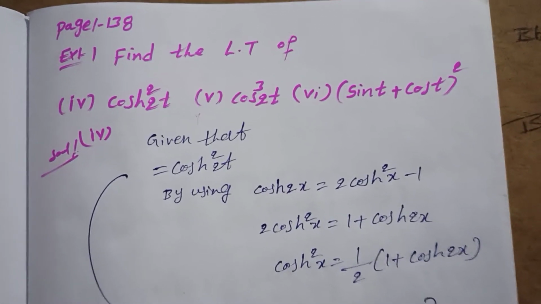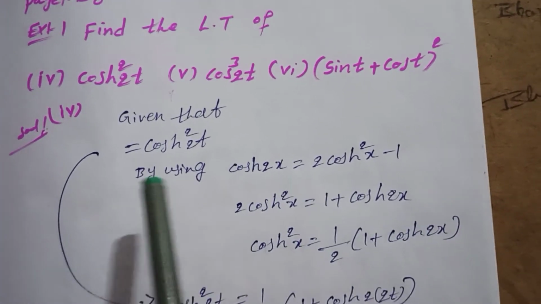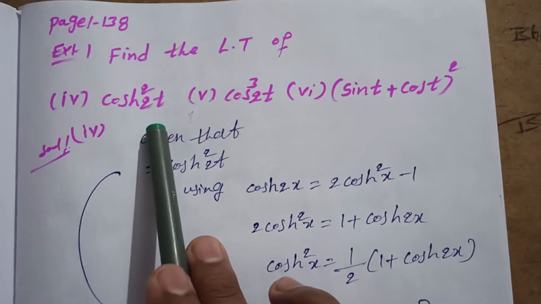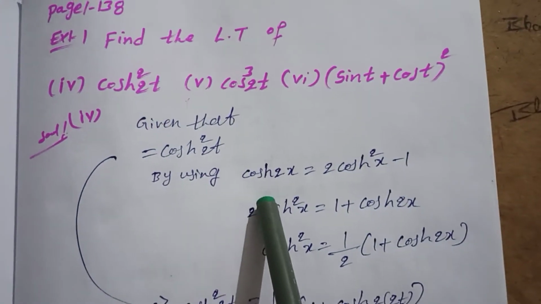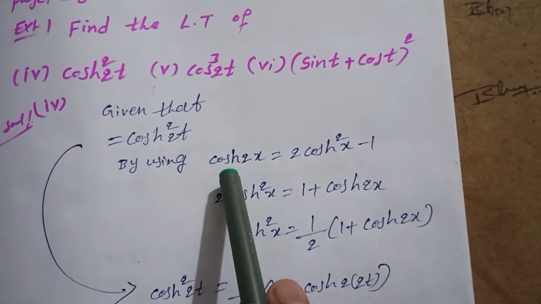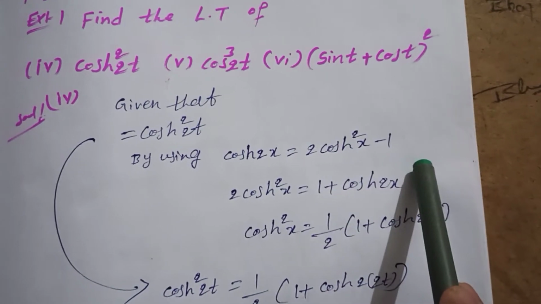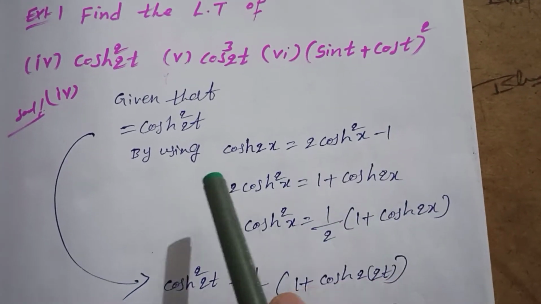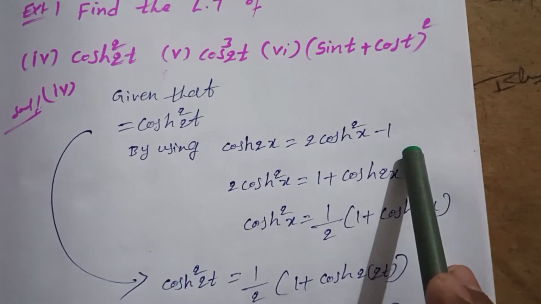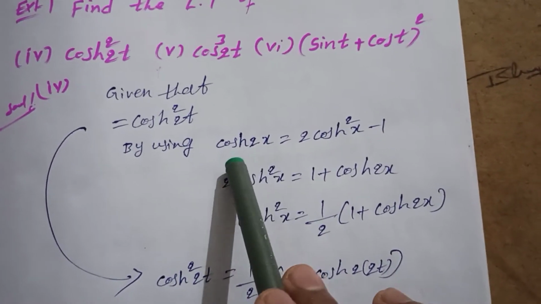In this video we are going to discuss problems on Laplace transforms. The first problem we are going to discuss is cosh square 2t. To solve this problem you are going to use the cosh 2x formula. Cosh 2x can be written as 2 cosh square x minus 1. In trigonometry we already saw cos 2 theta is equal to 2 cos square theta minus 1. For hyperbolic also the same. Hyperbolic means here h comes.